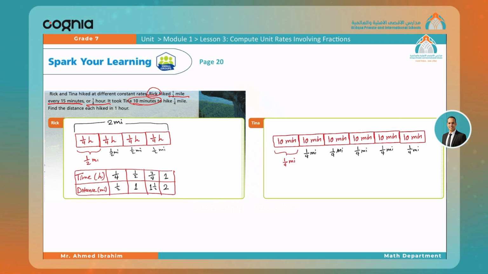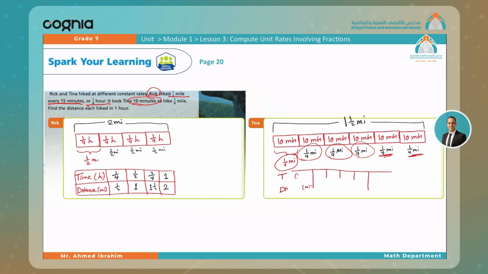And you can see down here we have quarter and quarter and quarter and quarter. So these 4/4 are a whole one. And we have a quarter and quarter, which is a half. So it's 1.5 miles. So Tina hiked 1.5 miles in the 1 hour.